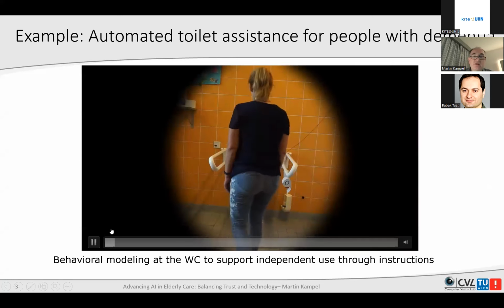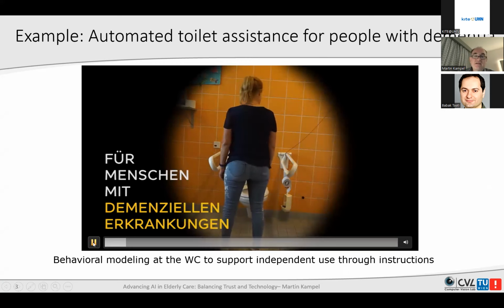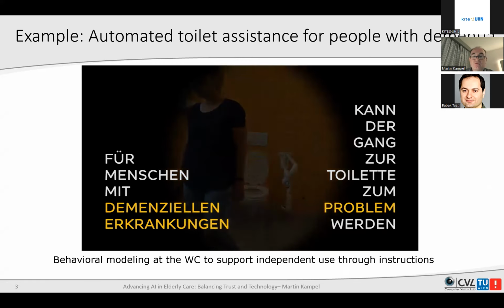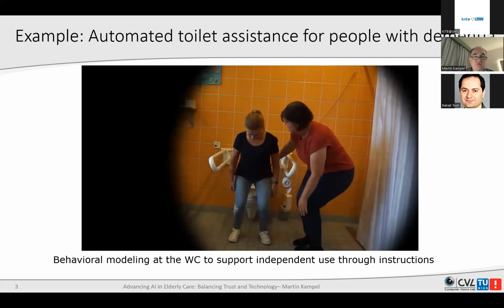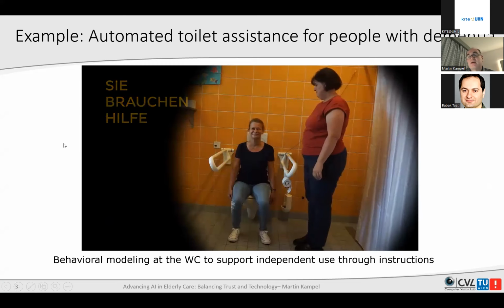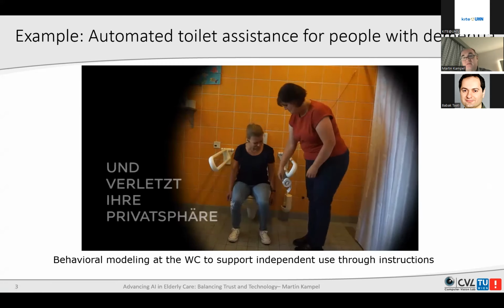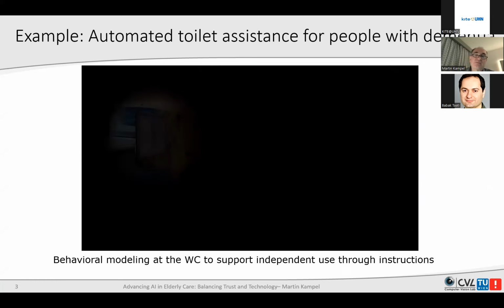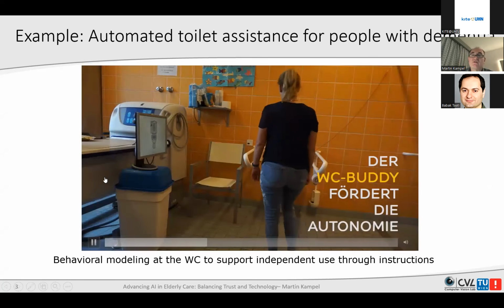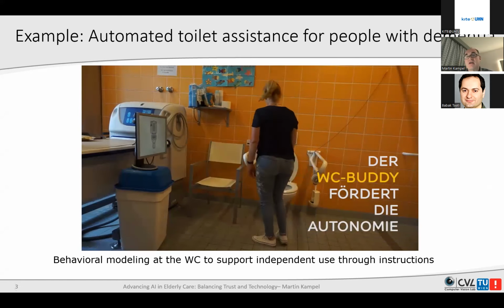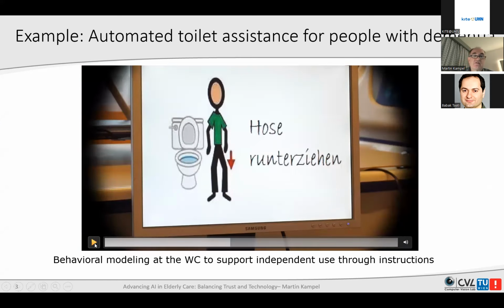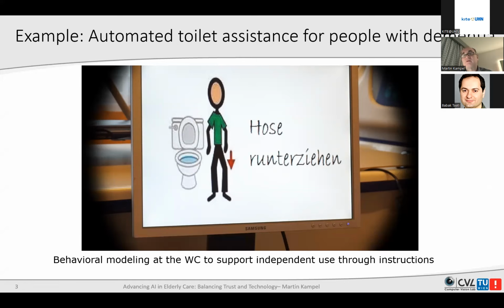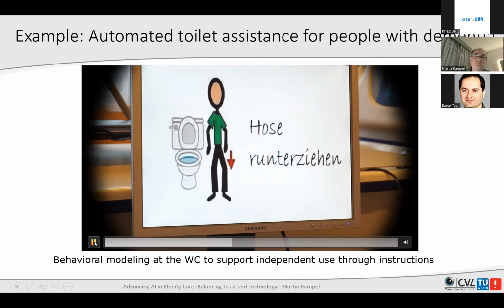So to start with, I hope you can see that video. This video basically presents behavior modeling at the toilet to support independent use through instructions. What you see here is a caregiver and a caretaker. The caregiver basically tells the person who is suffering from dementia how to use the toilet. And for that specific use case, we proposed an automated behavior analysis system. What you see here is that the patient is guided on how to use the toilet. And this guidance, for example, here is given by a monitor that tells the person what to do next.